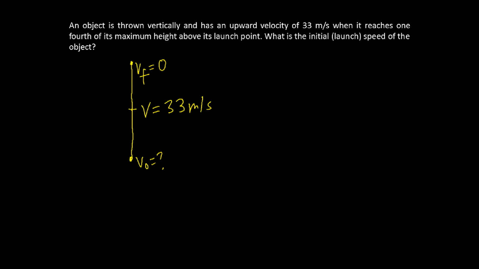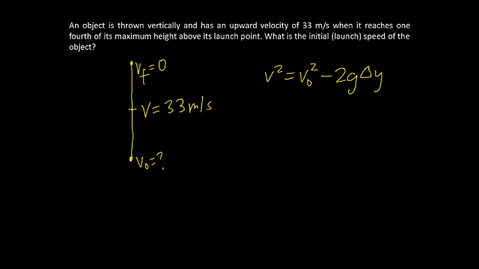So what equation should we use here? The only applicable equation that we can use for this problem is v squared equals v naught squared minus 2 times the gravity constant times delta y.